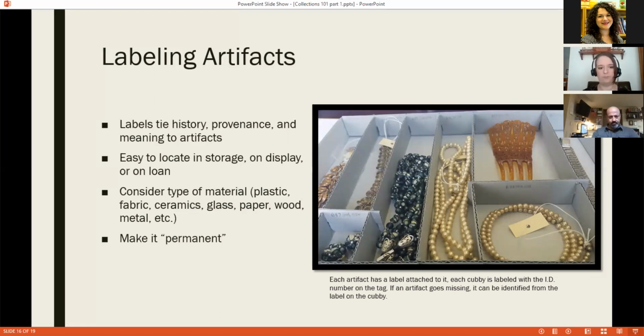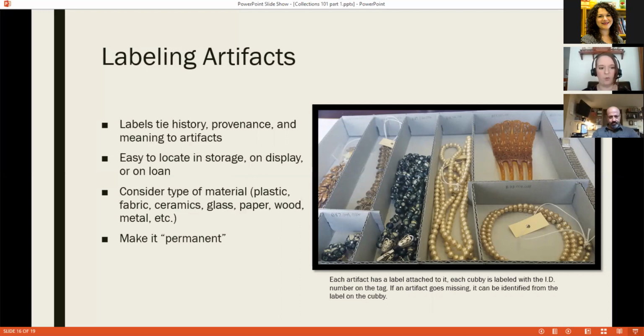It's usually a good idea to have labels in more than one spot. Like in this image here, you can see the tags on each of the jewelry pieces. You can also see on the box, each cubby is labeled with the item number. So say that hair comb wasn't in that cubby, and I wonder what's supposed to be there. I can look up that number and see, oh, this is a hair comb and it's on display. Now I know where that item is.